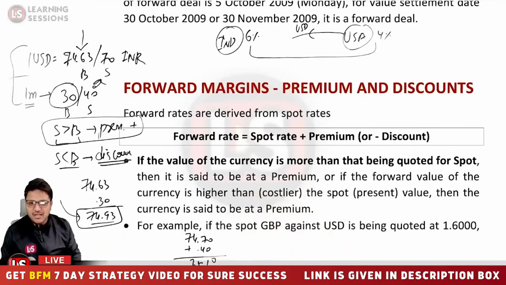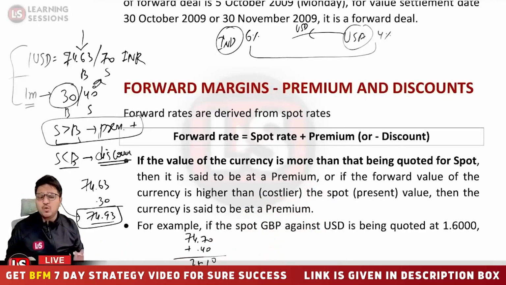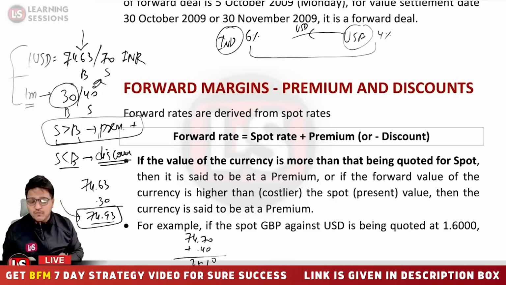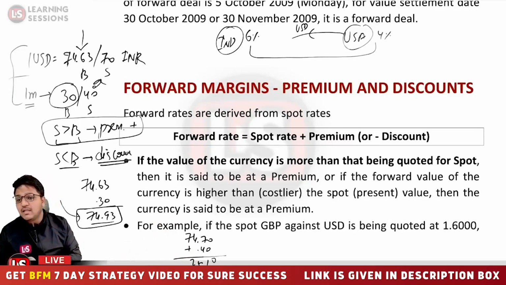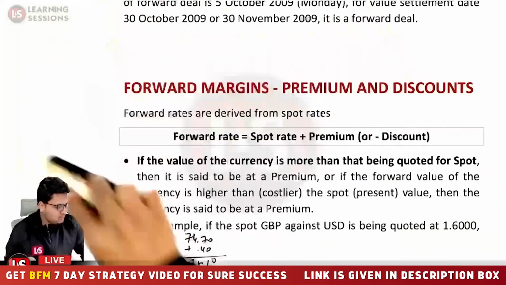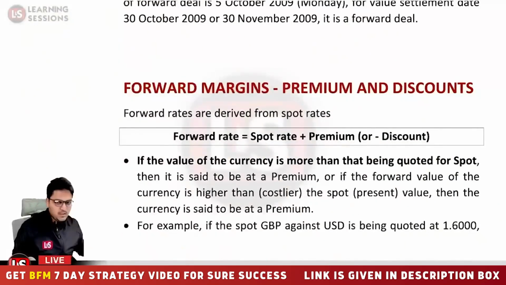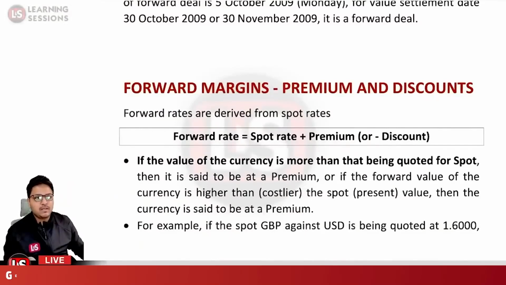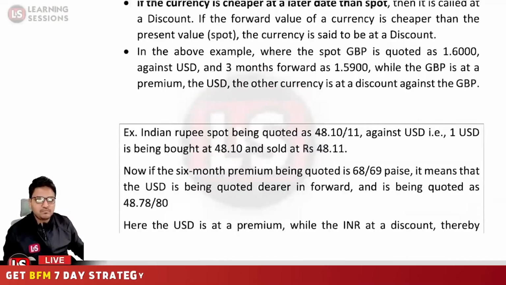Okay, so that is the concept of how we can calculate the forward rate. The forward rate is a mix of the spot rate, where we either add the premium or subtract the discount from it. That is how we calculate the forward rate. Okay, let's move further.